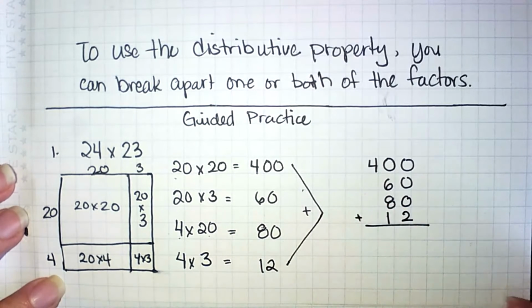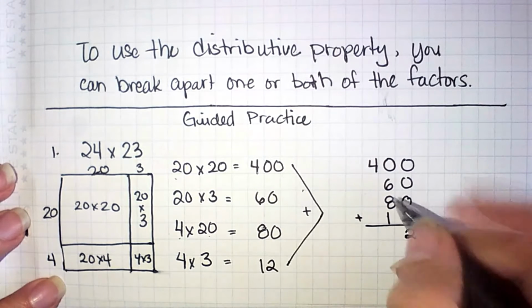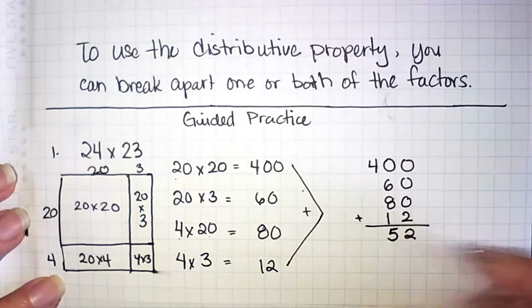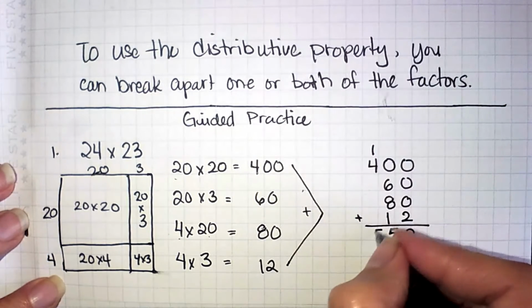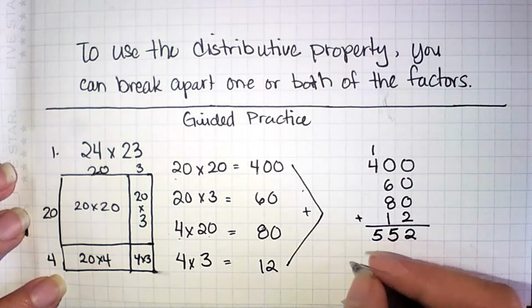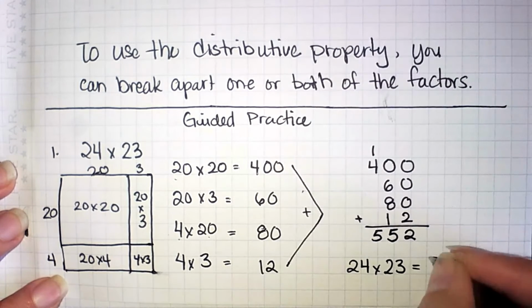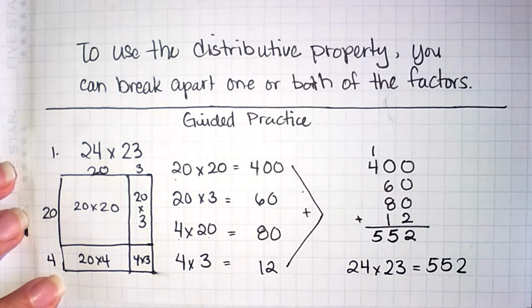And then I will put together the parts. 0 and 0 and 0 and 2 gives me 2. 6 plus 8 is 14, plus 1 more is 15. So I put my 5 and I carry my 1 extra on top. And then 1 plus 4 is 5. So I know that 24 times 23 equals 552. That's going to be my answer there.